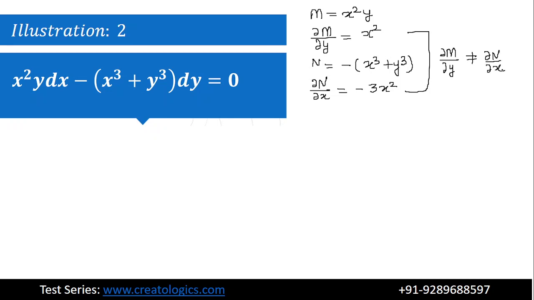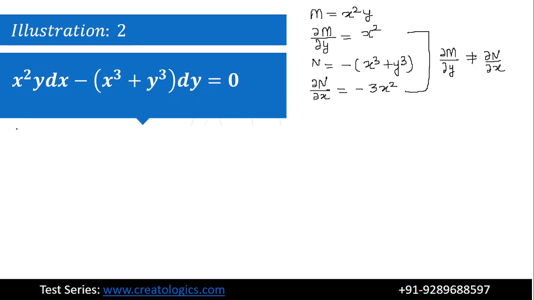So can you find an integrating factor here? As you can see, your x square y and this term, which is your N, these two are homogeneous functions because each term has degree 3. Each of the terms has degree 3.